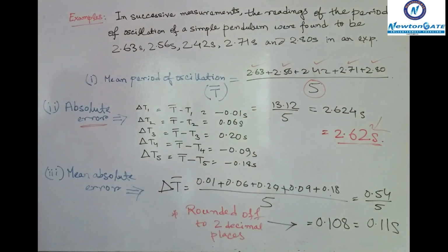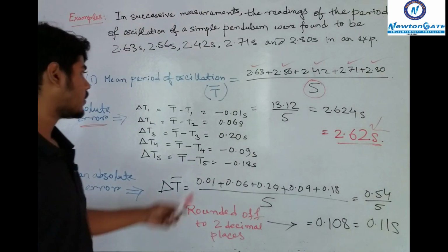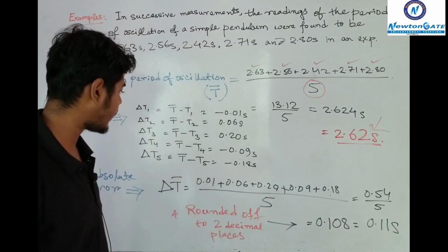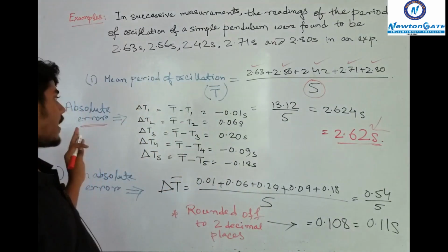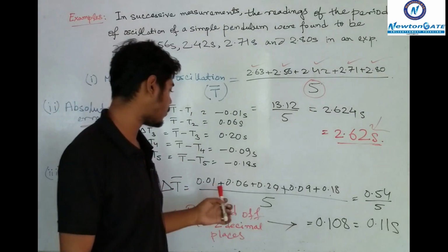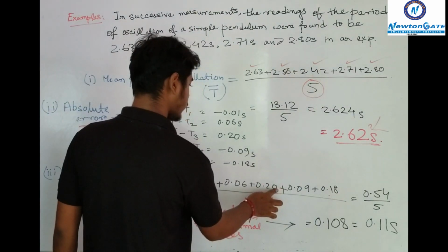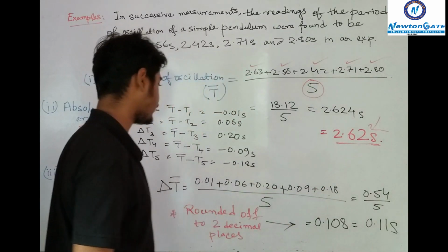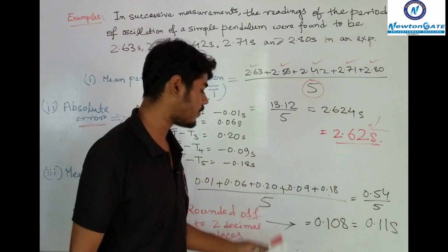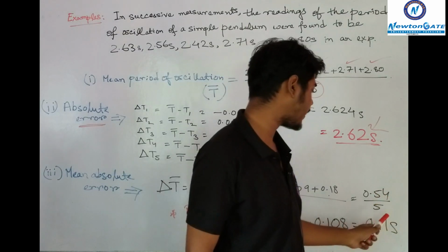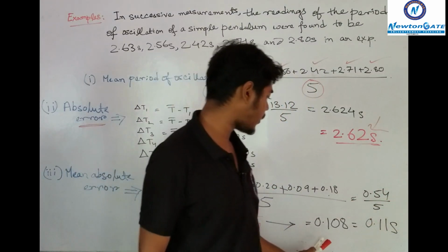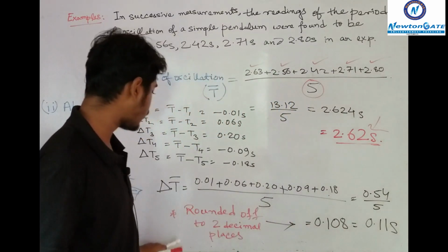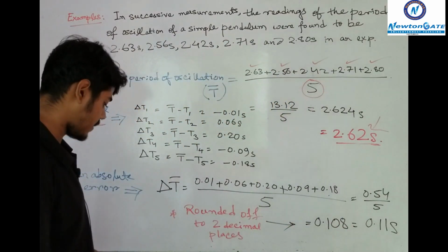Now we take the mean of the absolute errors. We don't take the signs here, so it will be just the summation of the magnitudes of the absolute errors, that is 0.01, 0.06, 0.20, 0.09 and 0.18. The sum of these 5 is 0.54, divided by 5, we get 0.108. Now again we round off to 2 decimal places.